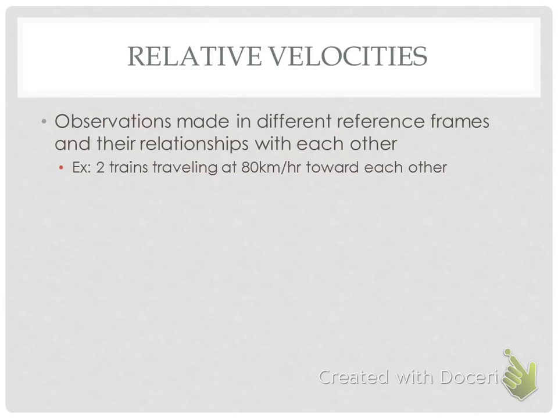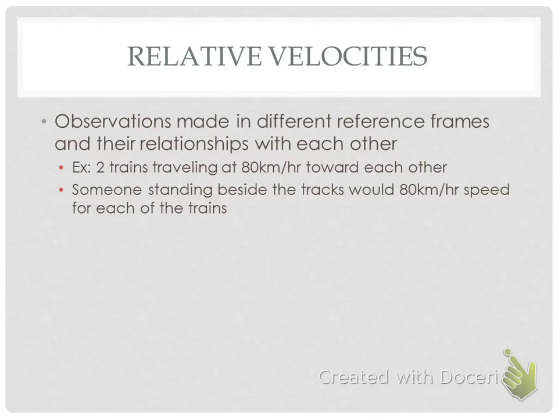You don't have to write the example down. I just want to talk through it a little bit. If I've got two trains traveling 80 kilometers per hour toward each other, and I'm standing on the ground, I can see two trains both moving 80 kilometers per hour toward each other. Someone standing beside the tracks would see that each of them is traveling at equal speeds, not in the same direction, but in opposite directions toward each other.